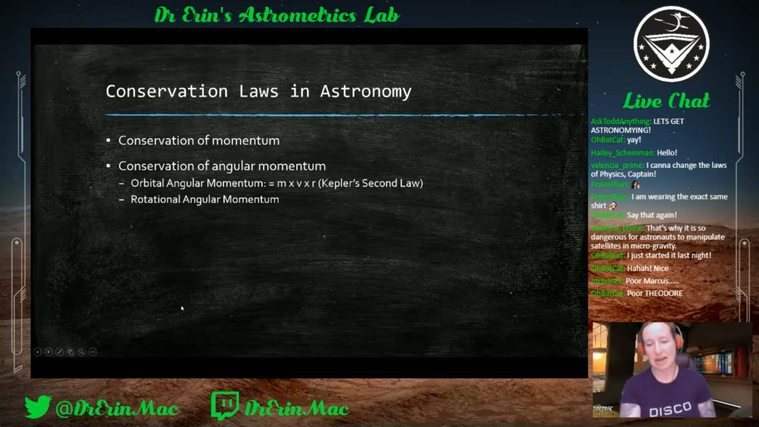Okay. Rotational angular momentum. This is more talking about a single object that's rotating. And it still applies. The calculation still works. It's just sometimes a little bit harder for us to wrap our head around.